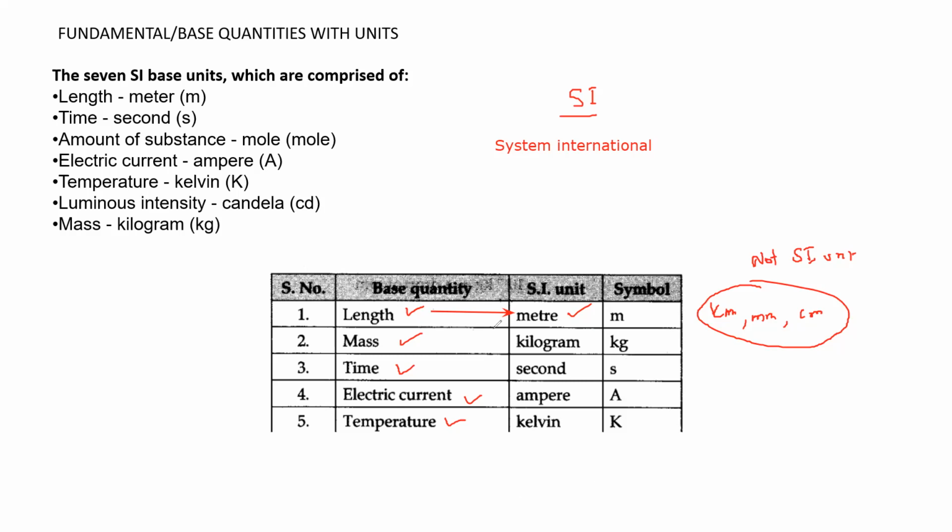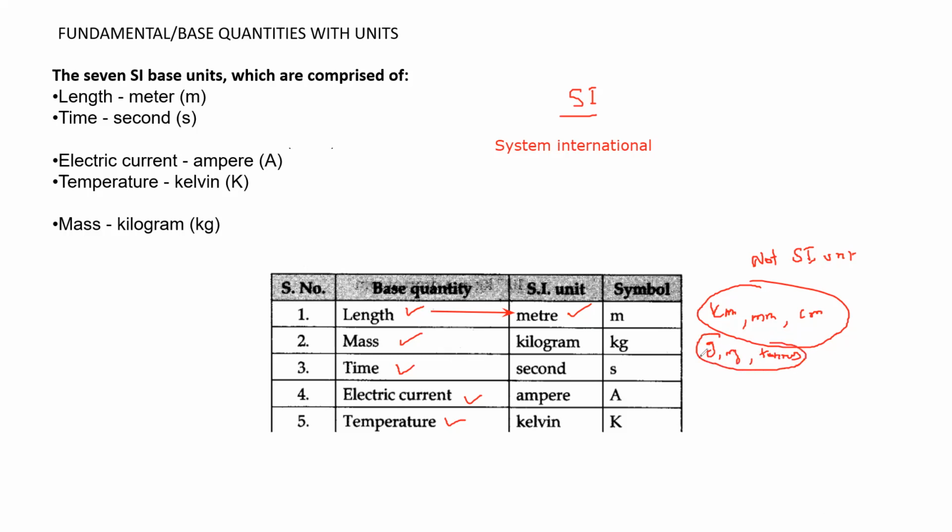The term amount of substance means the number of particles, like how many particles are there, and the unit is mole. But you don't have to learn the last two: luminous intensity, light intensity, and amount of substance. Same thing for mass: it can be measured in gram, milligram, tons. But what is the SI unit? The SI unit of mass is the kilogram. So in any question, if mass is given in gram, milligram or tons, you have to convert the mass into kilogram.